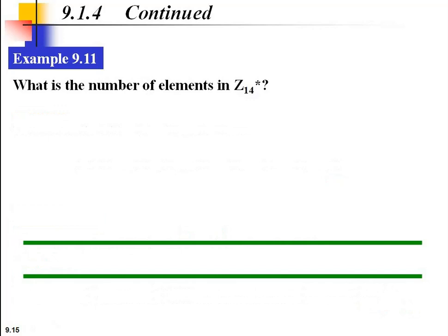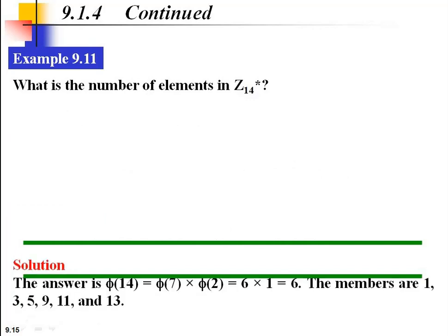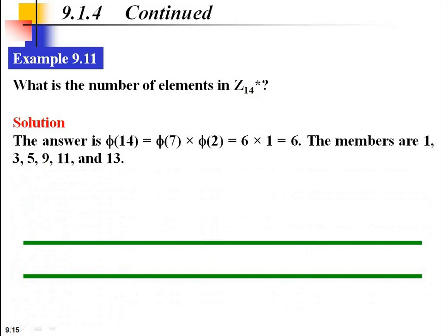So one more example: what is the number of elements in Z14 star? That is basically equal to calculating the Euler totient function on 14. So we can factor 14 as 7 times 2, which are relatively prime to each other. So this will come out to be 6.